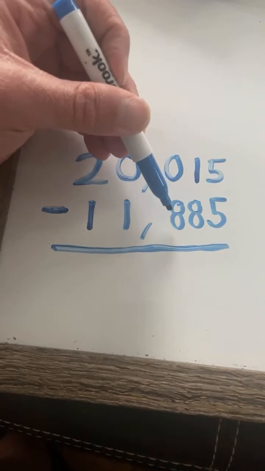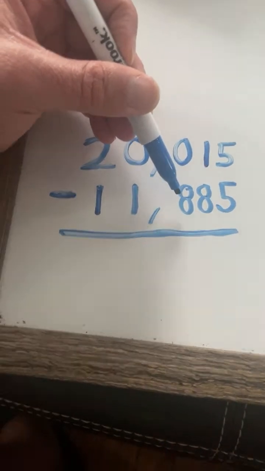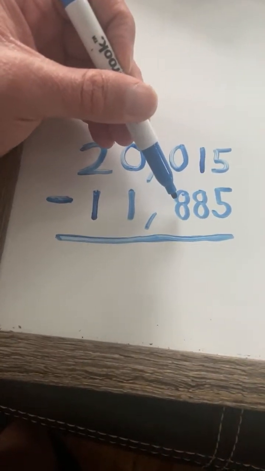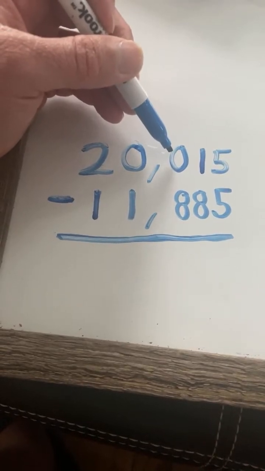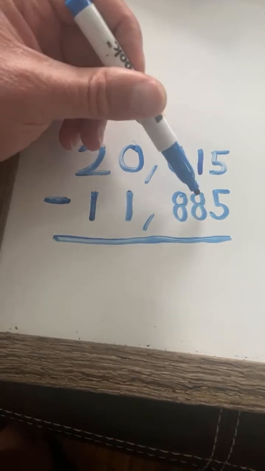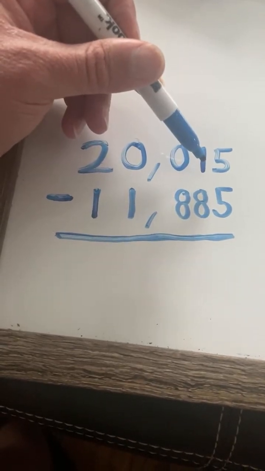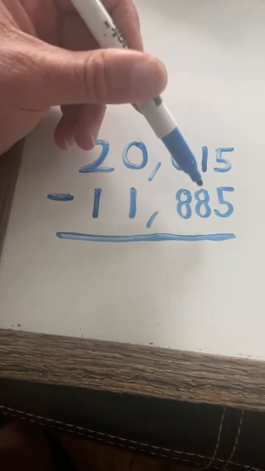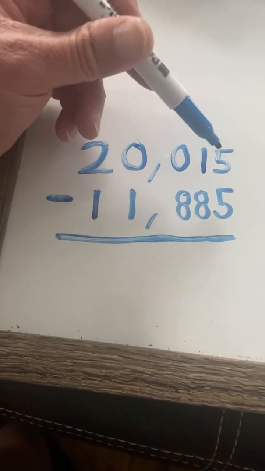In the hundreds place, again, the bottom number is bigger. You can't start with 0 and take away 8. So we're going to need to regroup in the hundreds place as well. In the tens place, 8 is bigger than 1. You can't take away 8 if you only have 1 to start with. So we got to regroup in the tens place as well.